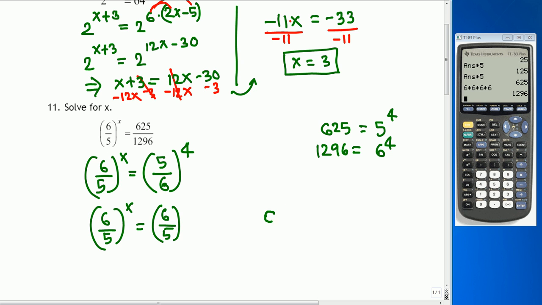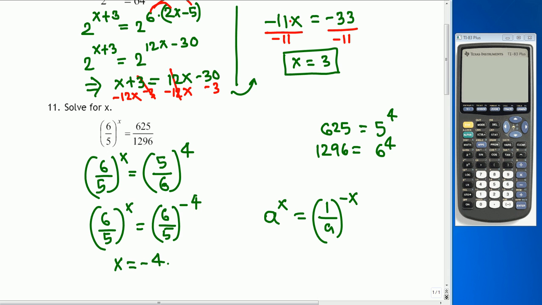Like when we have a raised to x, if we take the reciprocal of a, that's 1 over a, the price we pay is to multiply the exponent by negative 1, so negative 1 times x, negative x. So in this case it becomes negative 4. Now we have the same base, that means the exponents should be equal as well, so x equals negative 4. Final.